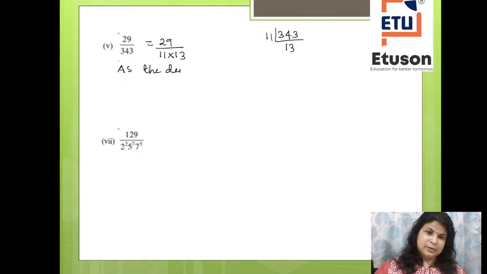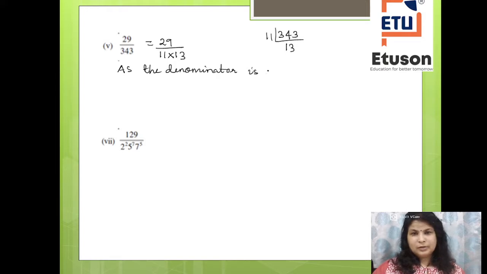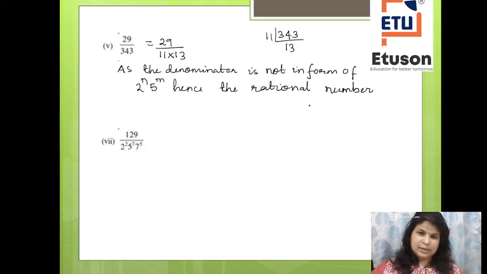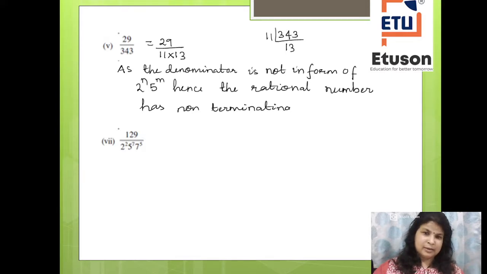So the denominator is not in the form of 2 to the power n into 5 to the power m. Hence, the rational number has non-terminating decimal expansion. Correct?